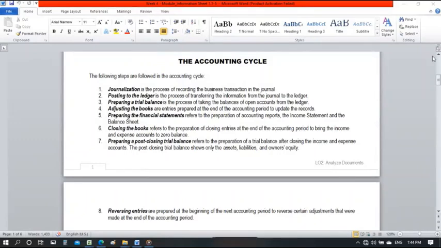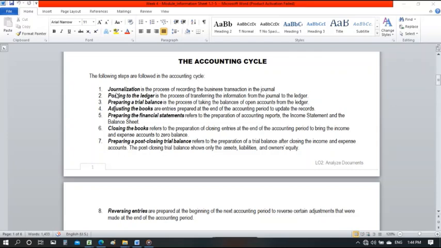Everyone. So for our new lesson for this week, it is a continuation of the accounting cycle, the steps of the accounting cycle. But before we proceed, let's have a review of the previous steps that we already discussed. So on your screen, you will see the steps of the accounting cycle.